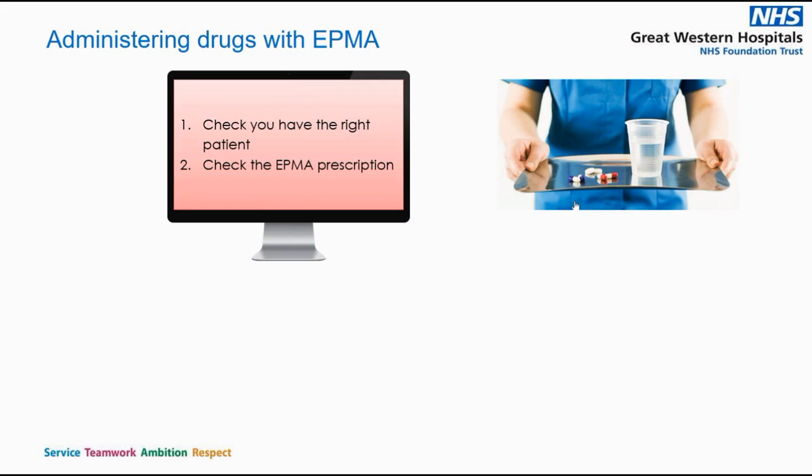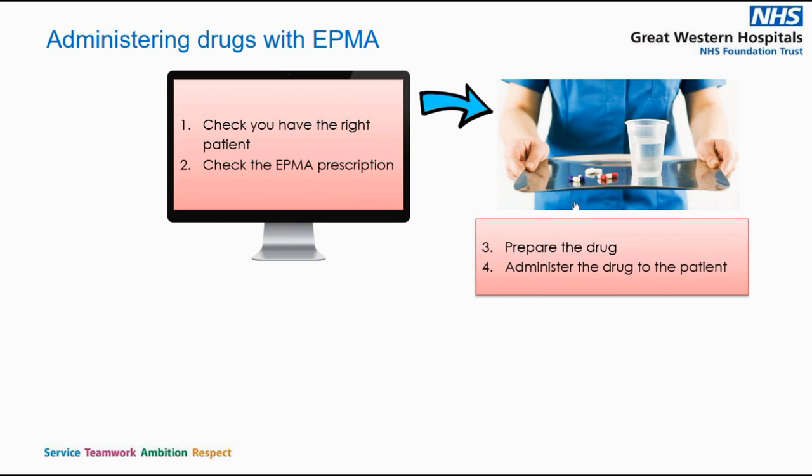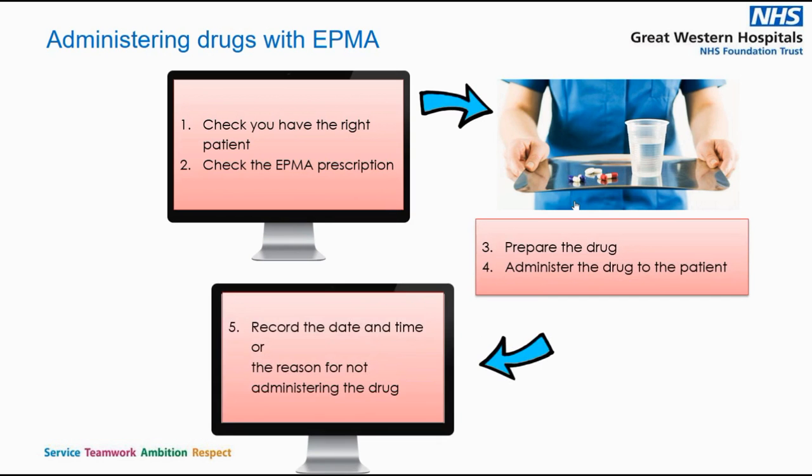The first thing you do is check you've got the right patient in front of you, and then you look online and check the EPMA prescriptions for that patient as written by doctors. Back in the real world, you prepare the drugs and you administer them to the patient. Then you go back onto EPMA and you record the date and time that you gave the medications, or you record why you weren't able to administer the drugs to the patient.